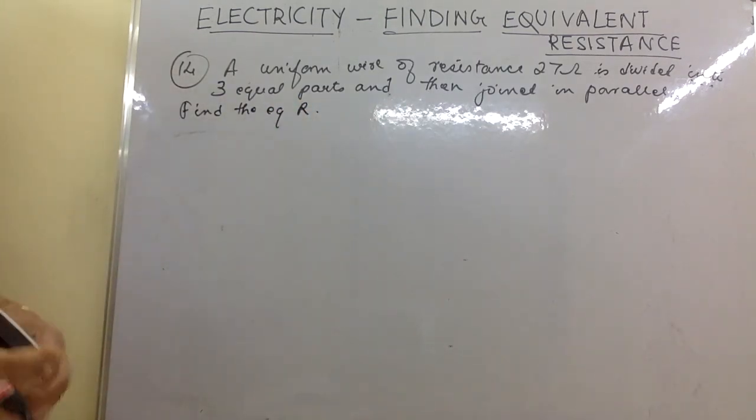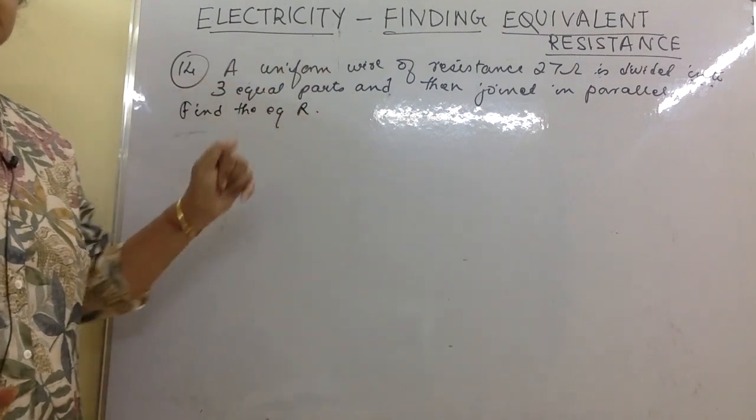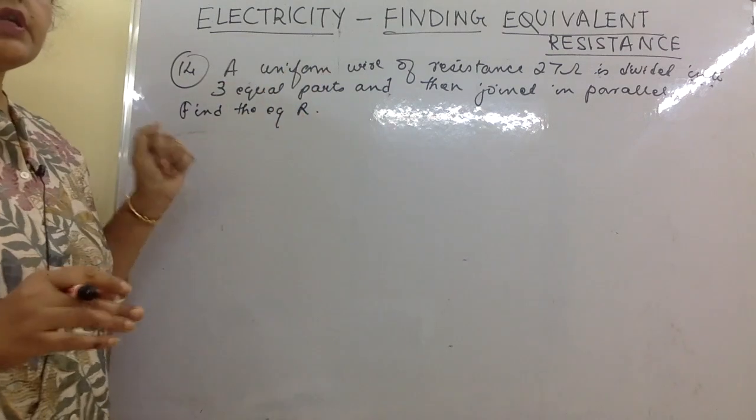Now here is a question. There is a wire which is 27 ohms resistance wire and it is divided into 3 equal parts.